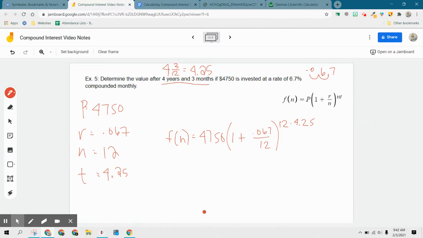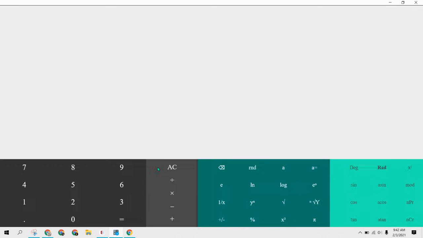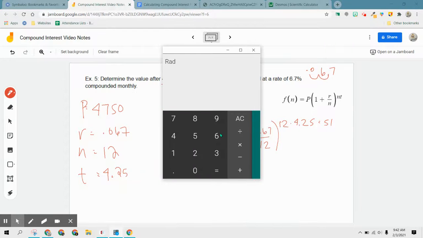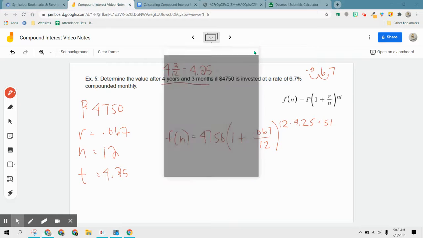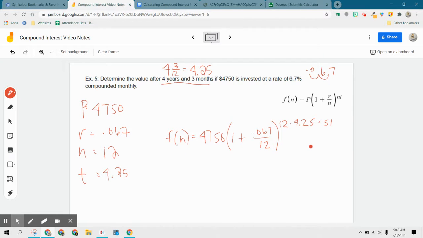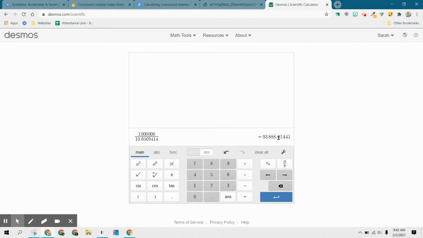So let's see, that's 48. I think it's 51, but you guys might want to check that, and I will check it. Actually, I'll go right here real quick. 12 times 4.25. 51. All right, just want to verify that. All right, I'm going to go over to my calculator, and I'm going to type all this in if I can remember it all. Clear this out.